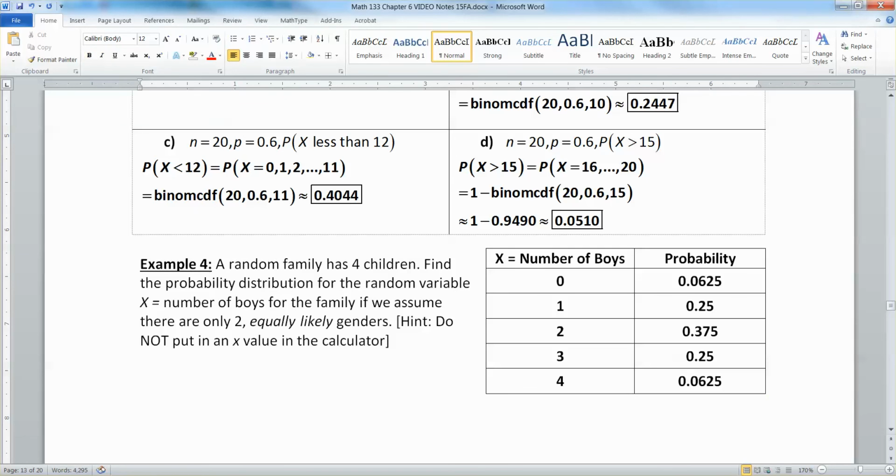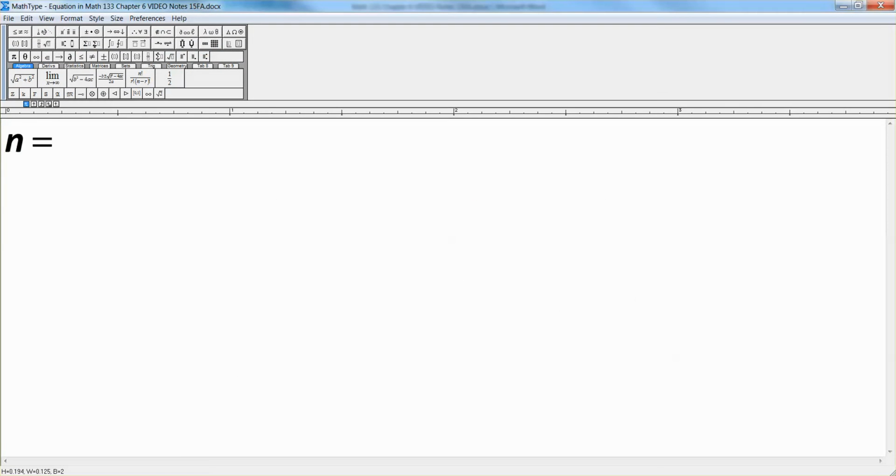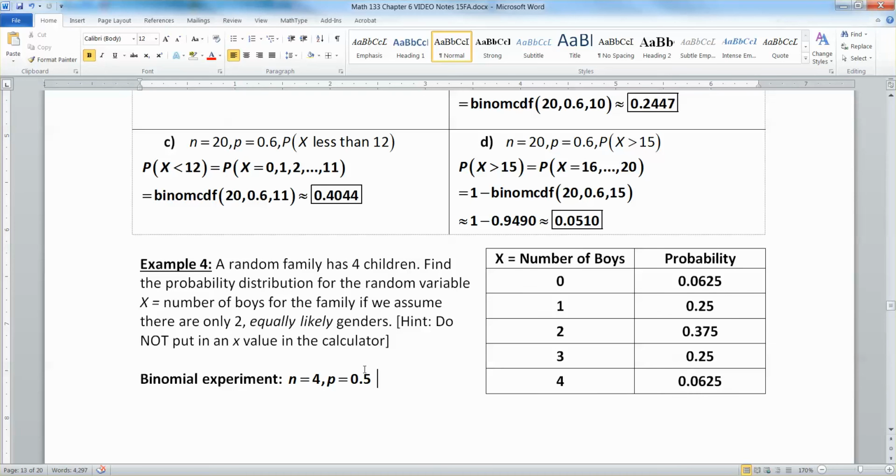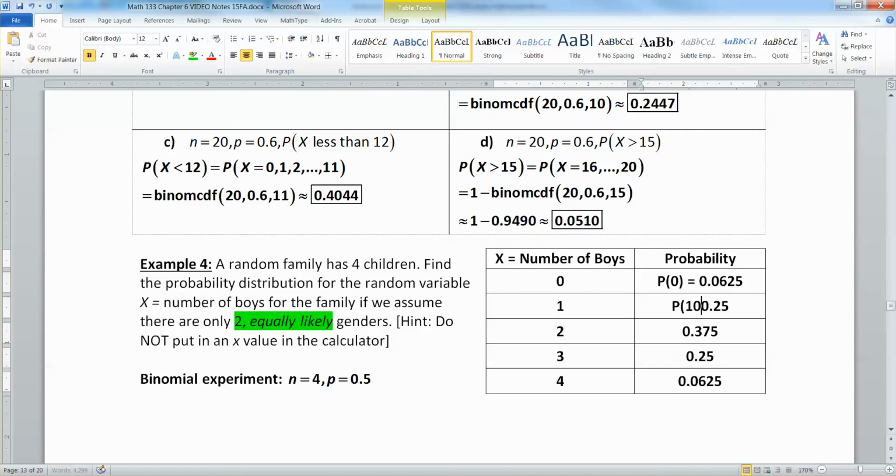So for this problem, this is a binomial experiment, right? And n is 4, right, because there's 4 children, and the probability of success, because we assume 50-50 for only 2 genders, the whole equally likely 2 gender thing, that's what makes it 0.5 for our probability of success. So now we want the probability of exactly 0 boys, the probability of exactly 1, right? That's what we're looking for here. So we're looking for the probability of 0, the probability of 1. I mean, that's what this is a table for. We don't write this all the time, but that's what you're finding when you do this, right?